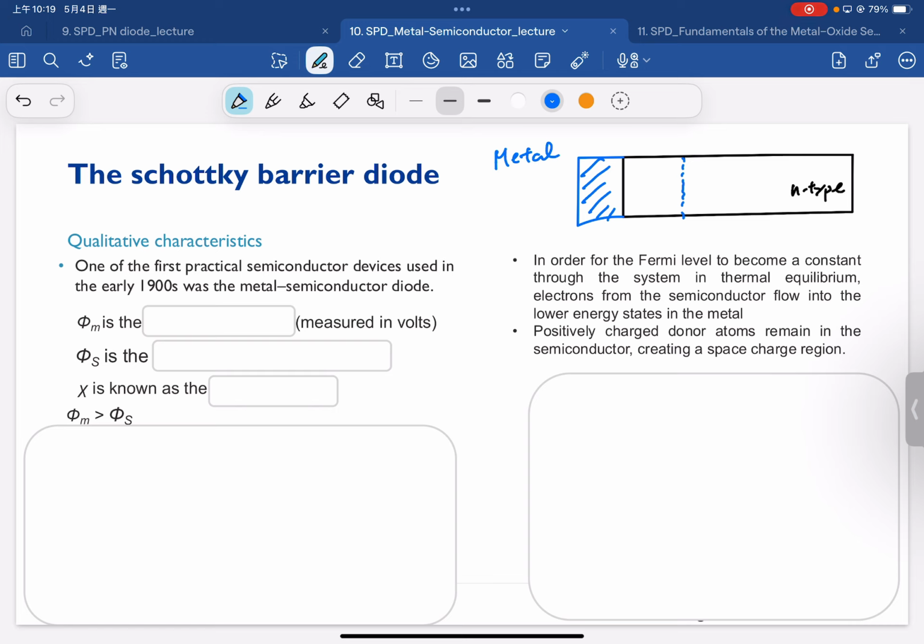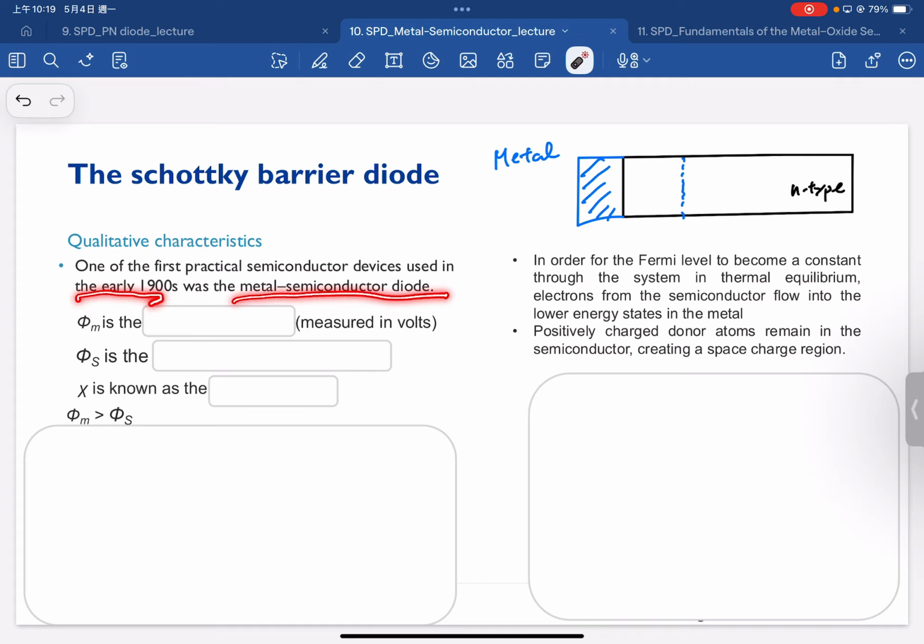That's why we can also consider it a diode, because once you have a depletion region, many of the characteristics are very similar to a PN junction and PN diode. One of the first practical semiconductor devices used in the early 1900s was the metal-semiconductor diode, and therefore we need to start to understand it. If you want to understand the metal-semiconductor junction, we always start from the band diagram.